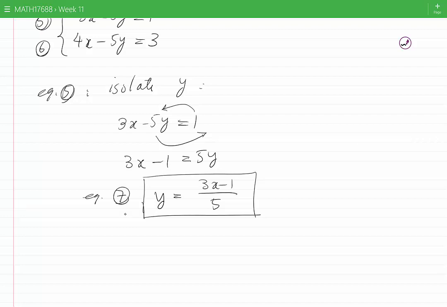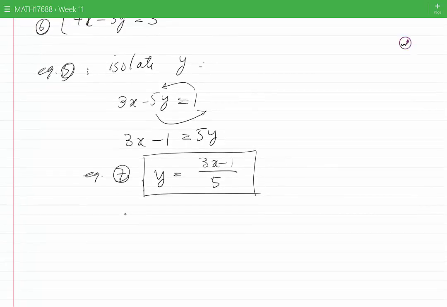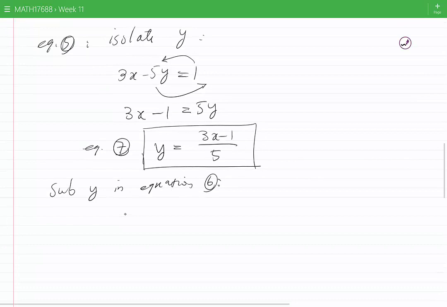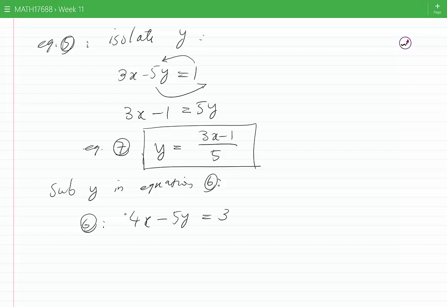Now sub this into equation 6. Sub y in equation 6. Equation 6 says 4x minus 5y is equal to 3. If I plug in the value from equation 7, I would have 4x minus 5 times y, which is (3x minus 1) over 5, is equal to 3.